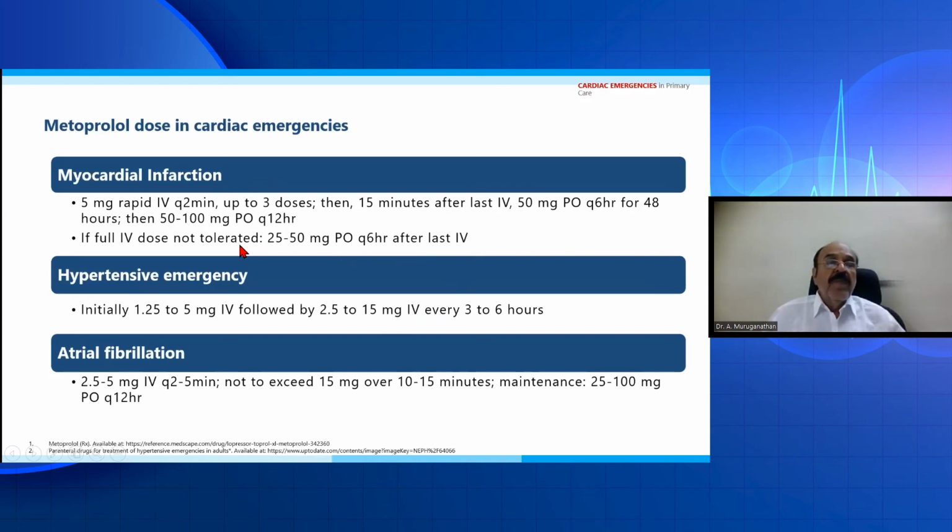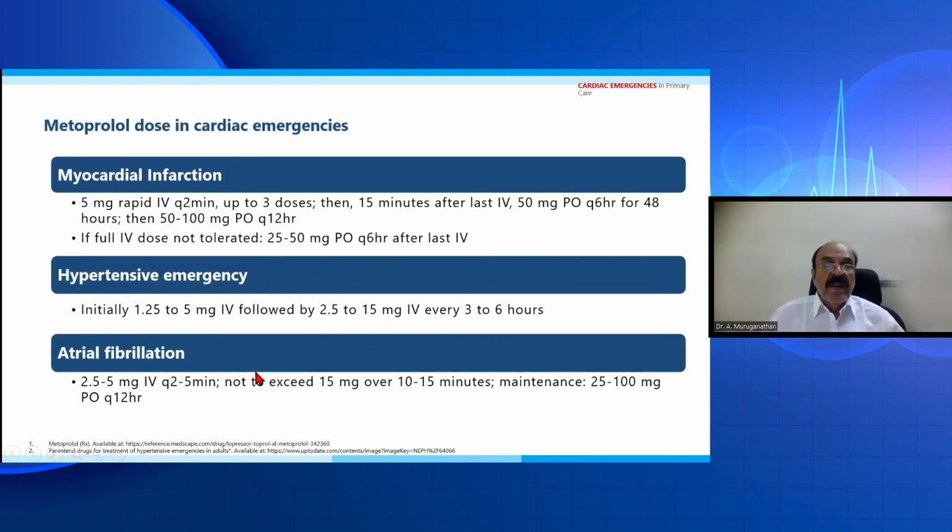If emergency, certain places when there is no other choice, when you don't have labetalol or esmolol, this also can be used in emergency. 1.25 to 5 followed by 2.5 to 15 milligram every 3 to 6 hours. The only thing is you have to monitor properly.